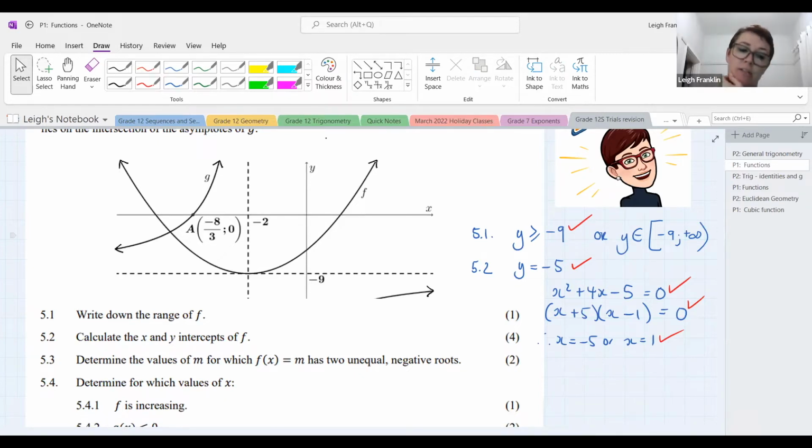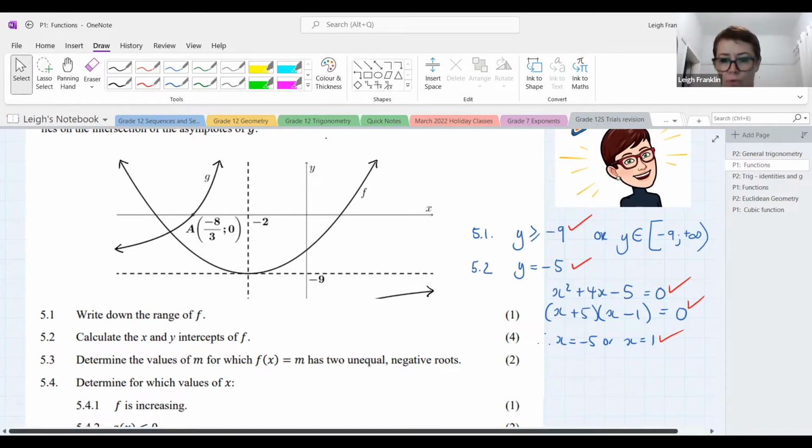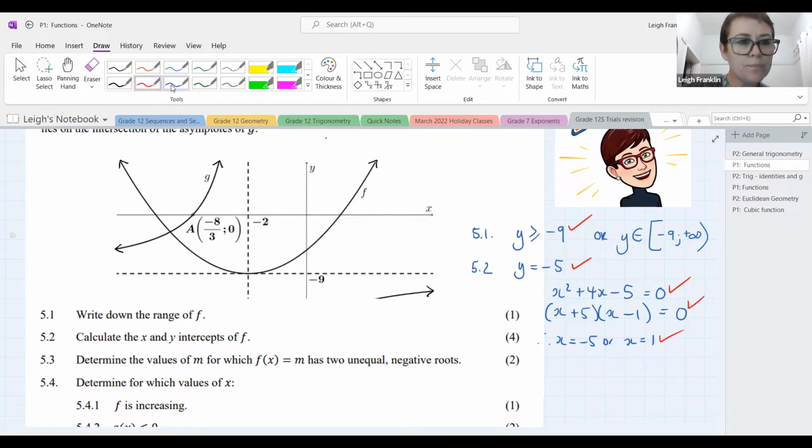Now it says to us, determine the values of m for which f of x equals m has 2 unequal negative roots. Okay, so f of x equals m has 2 unequal negative roots. What do we think we should do here? What does f of x equal m mean for us?